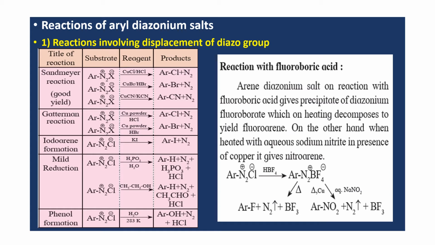Next, iodoarene formation. That is, aryl diazonium salt when treated with potassium iodide, then diazo group is replaced by iodine and iodoarene is formed. Next, mild reduction reactions.